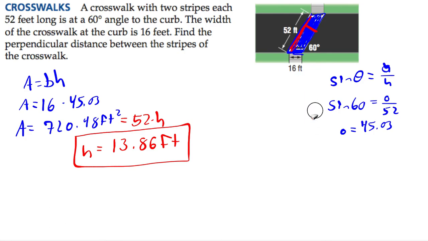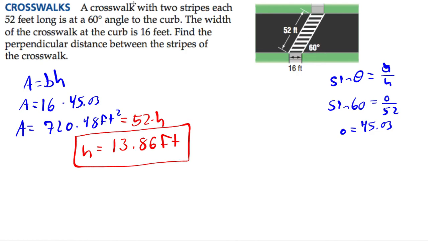So just to recap, what we did with this problem was we said, all right, we want to find the area of this parallelogram, the area of the crosswalk. Because we have a 60-degree angle, we can find the height using trig, which we've previously looked at. This height is the sine of 60 times 52, which is 45.03. The area of this parallelogram is then the base times the height, which we got to be 720.48.